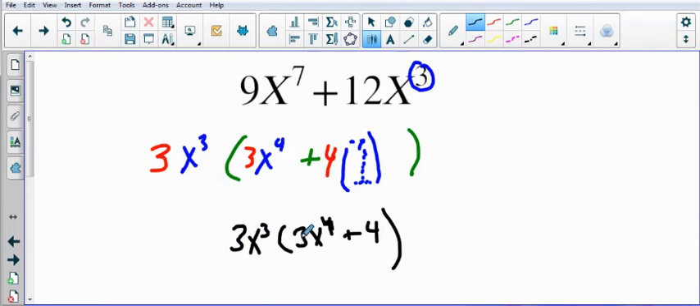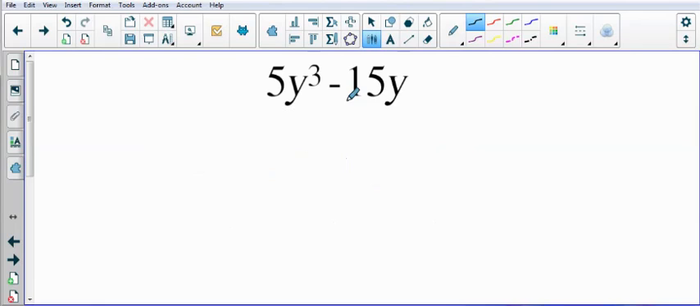3 times 3 times x to the third times x to the fourth is 9 times x to the seventh. 3 times 4 times x to the third is going to be 12x to the third. So if you know how to multiply a monomial times a binomial, you know that that takes you from here to here. And that's how you check them. All right, we'll give you another example. Go ahead and pause it and then work on this one.